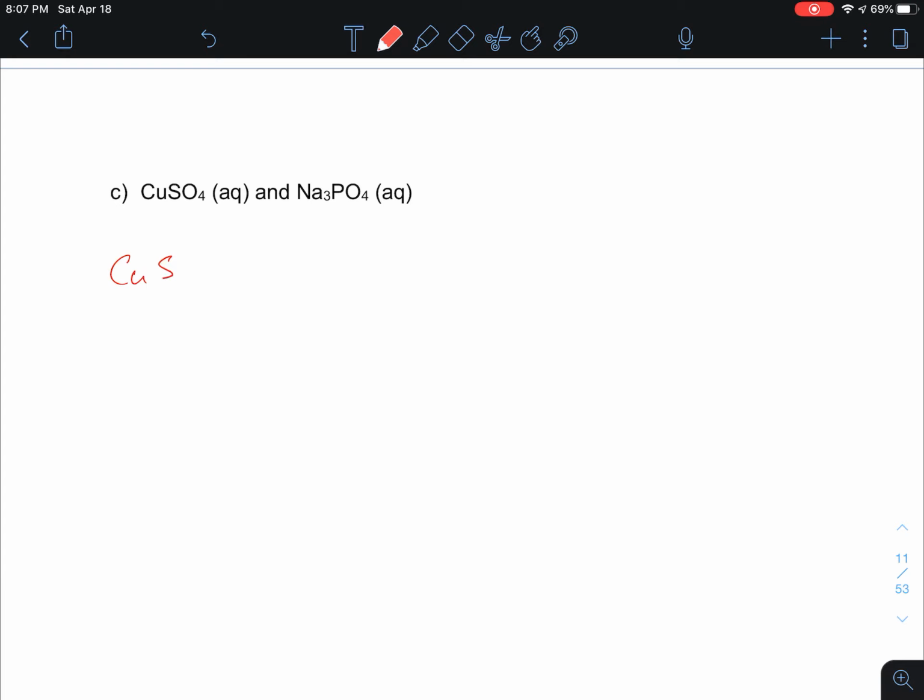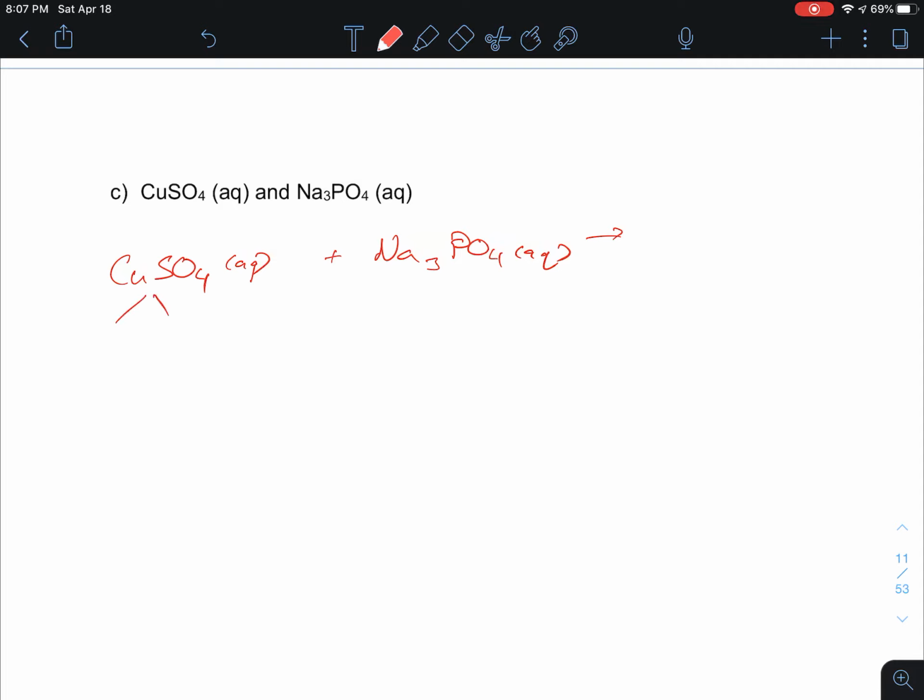We got our copper sulfate, aqueous. We got our sodium phosphate, aqueous. And hopefully we're getting the point. So I'm going to just do the flip-flop with myself. Here I'm going to mix a copper with a phosphate. So this is where it might be valuable.